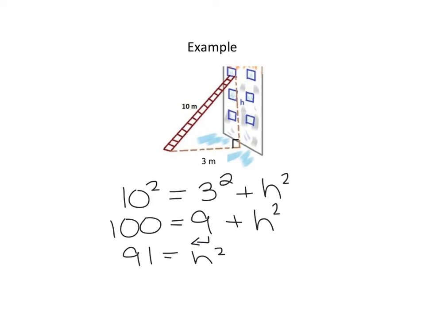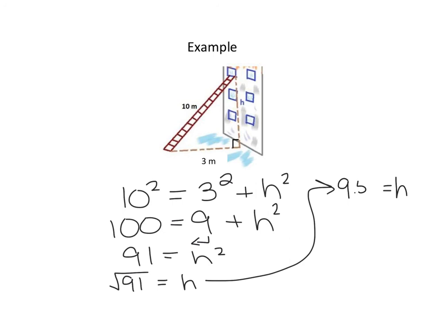If you remember this from way back when, I want to get rid of that squared symbol right here and take it to the other side. When I do that, I have to do the opposite operation. The opposite of taking the square of something is the square root. And I get the square root of 91 equals h. When we finish that off, we end up getting h equal to 9.5 meters.